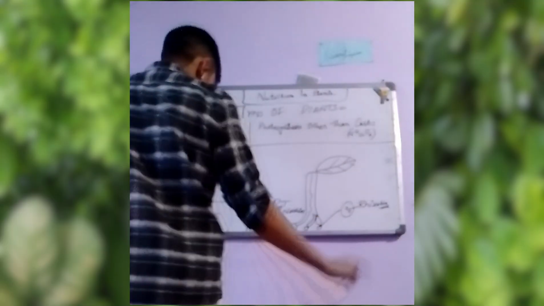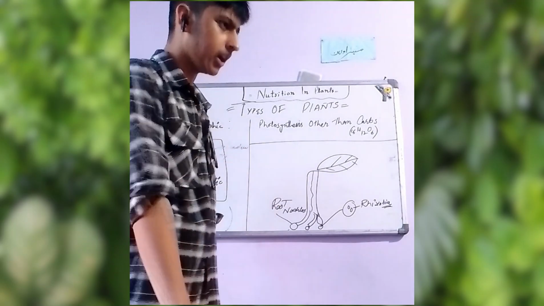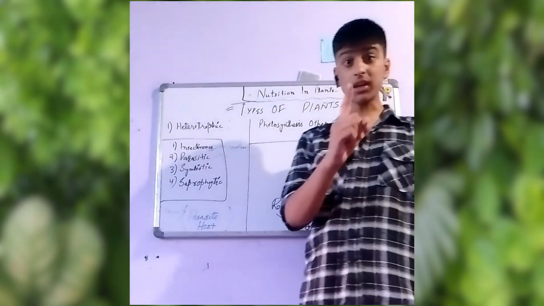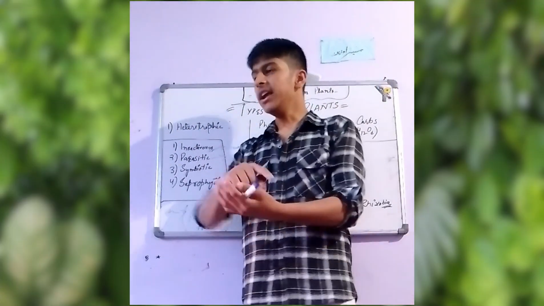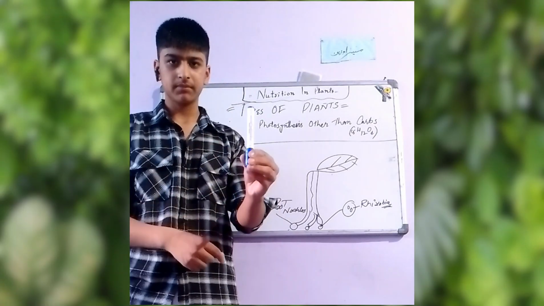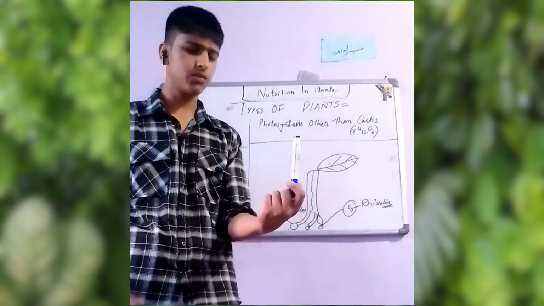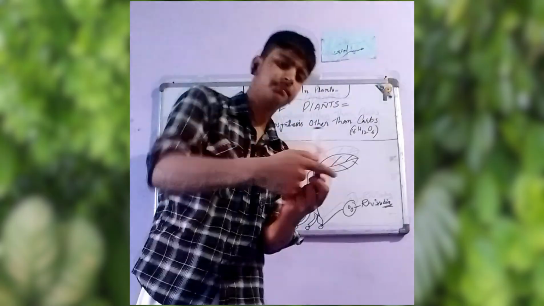I'll give an example of another plant which is a parasitic plant. I'll give Cuscuta. Cuscuta is a very important plant. For example, this is a plant which is the host, which is full of nutrients. It can prepare its own food, and Cuscuta rolls on it.